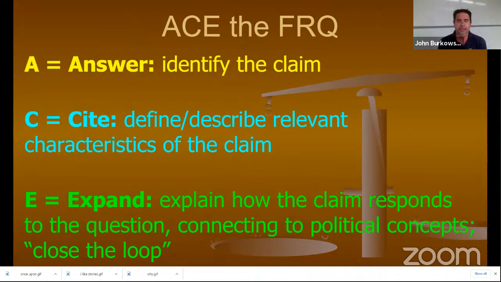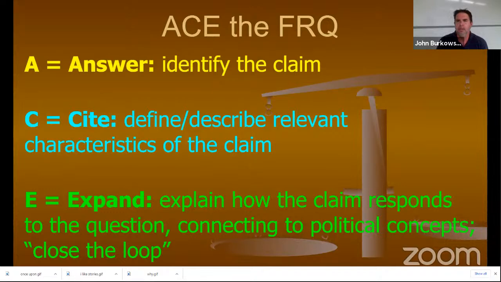But your government teacher probably has been using close the loop, right? Think about this circle. You're answering, you're citing, and then boom, that explain gets back to how what I introduced, the identified claim and the relevant characteristics of it. How does that justify my answer, justify my claim in response to the prompt?